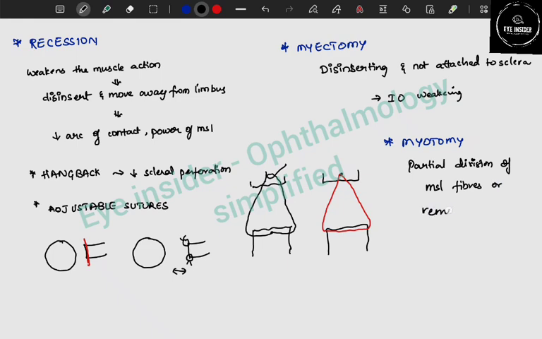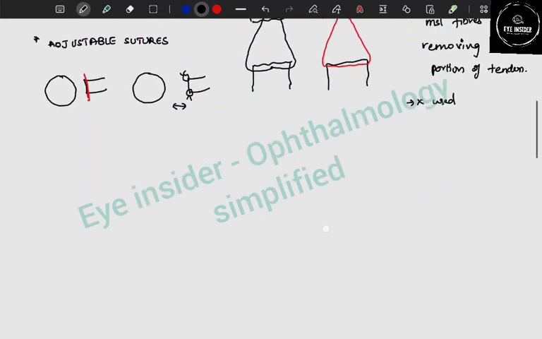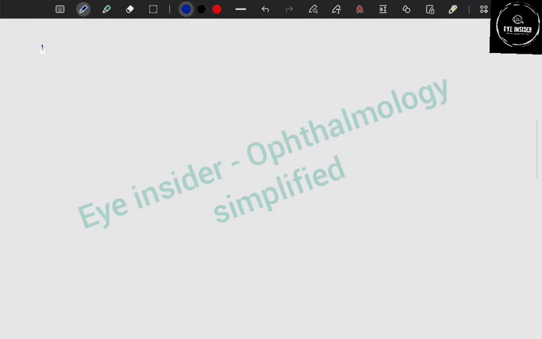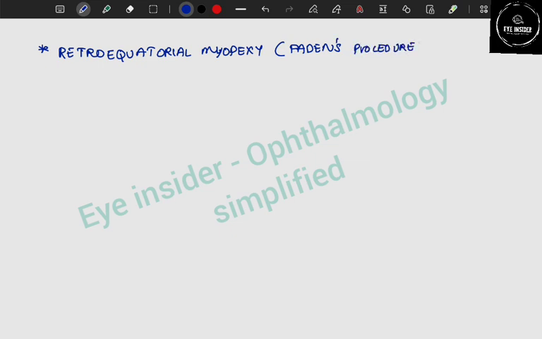Myotomy is partial division of the muscle fibers or removing a portion of the tendon. So these procedures are not commonly used. Then we have retroequatorial myopexy. It is also called Fadens procedure.